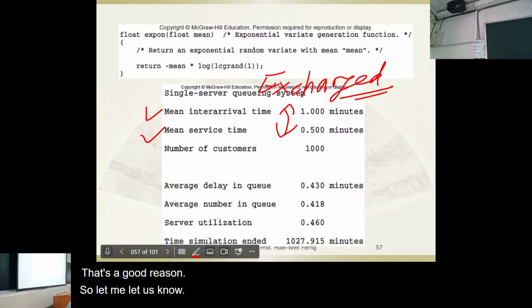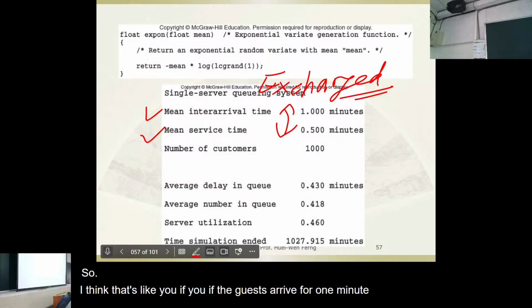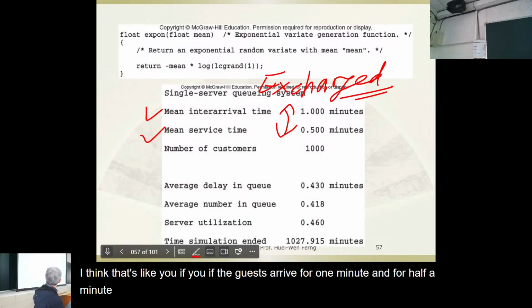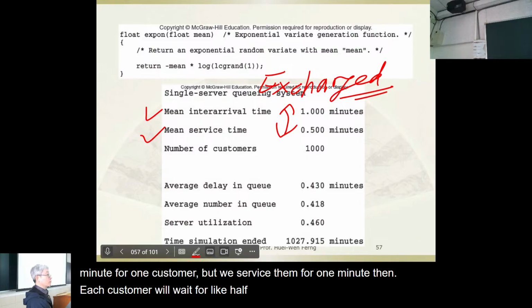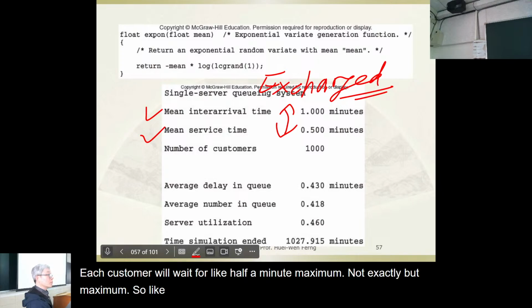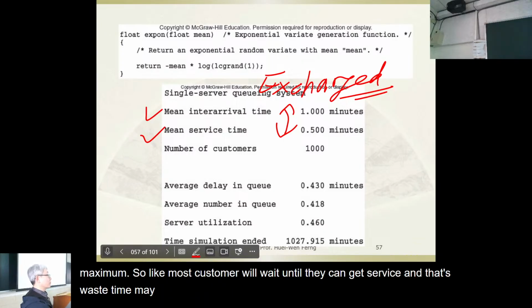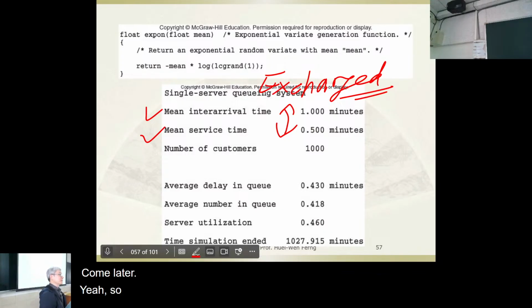I think if the guests arrive every half a minute for one customer, but we service them for 1 minute, then each customer will wait for like half a minute maximum, not exactly but maximum. So most customers will wait until they can get service, and that wait time may accumulate for customers who come later. Yeah. So the key term.